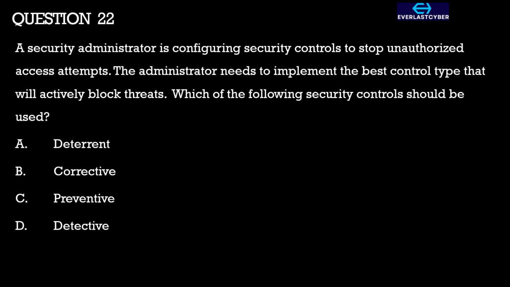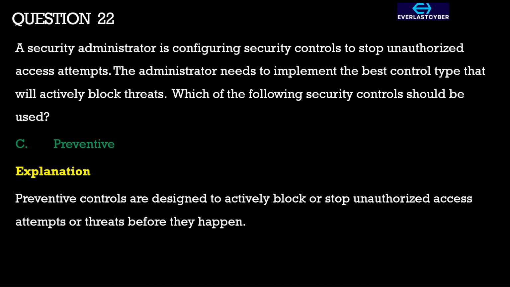Deterrent controls are intended to discourage attacks, but it doesn't actively block the threats. Corrective controls help to fix or recover from a security incident after it has already occurred, so it's not preventing it from occurring. Detective controls are designed to detect and alert on suspicious activities, however, it doesn't block them. While preventive controls are designed to actively block or stop unauthorized access attempts or threats, even before they happen. Some examples of preventive controls are firewalls, authentication mechanism, intrusion prevention system, and access control lists. So this control prevents security incidents by stopping the malicious activity at the outset.